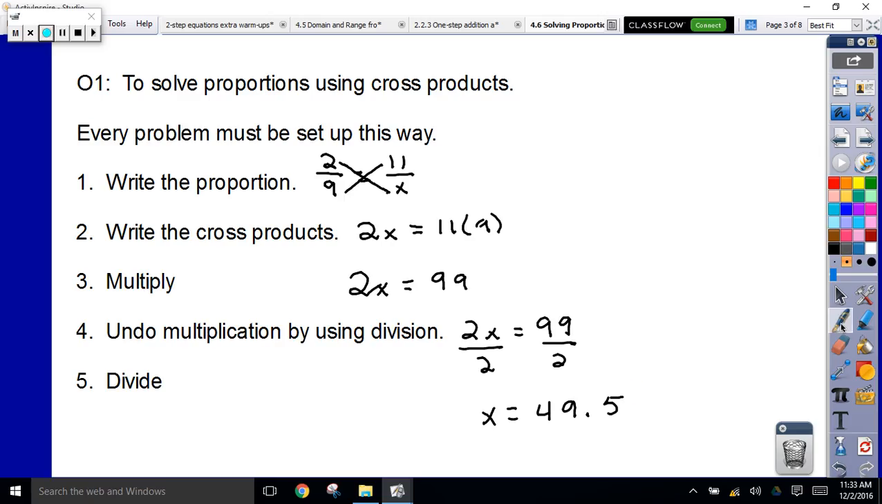Okay, so that's the process you're going to go through. I'm not incredibly picky about writing out this step, so if you want to just write 2x equals 99 and then show me that you divided both sides by 2, x equals 49.5, that would be a fine amount of work to show. Okay, let's do a couple examples.